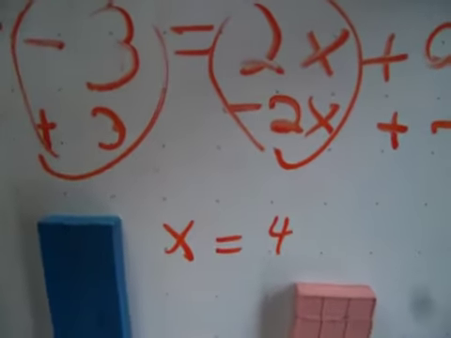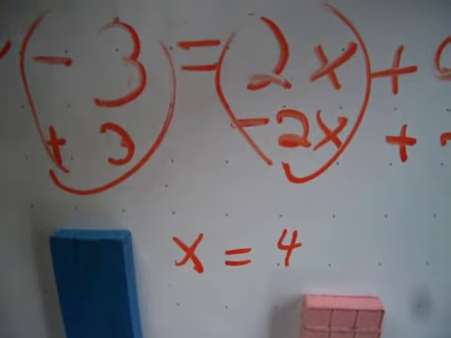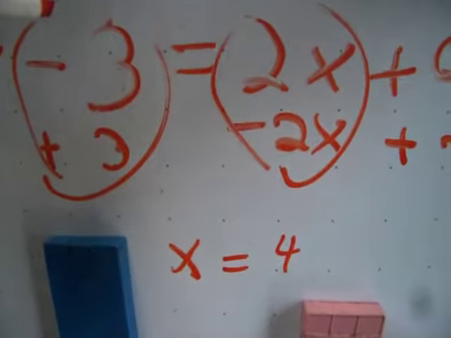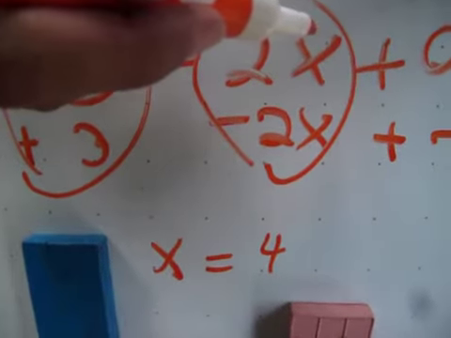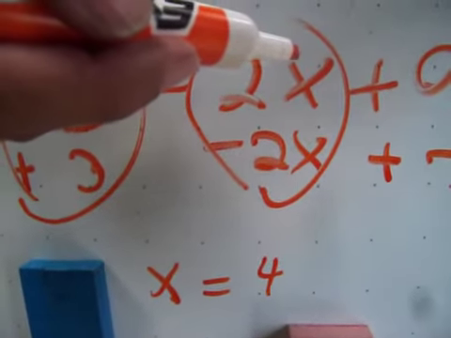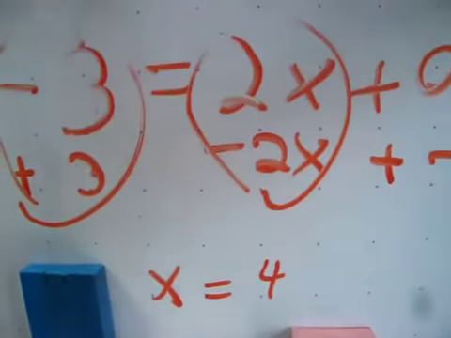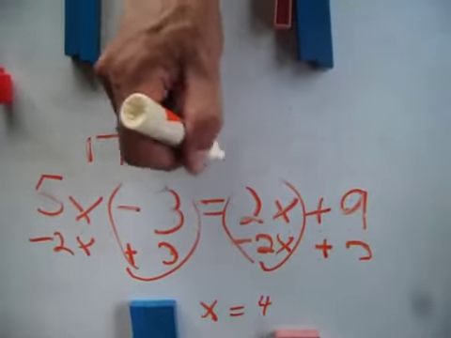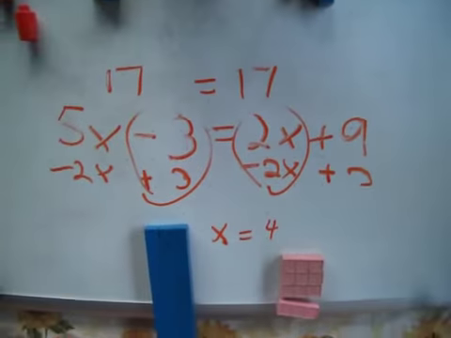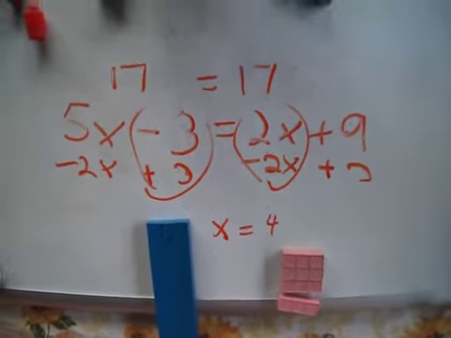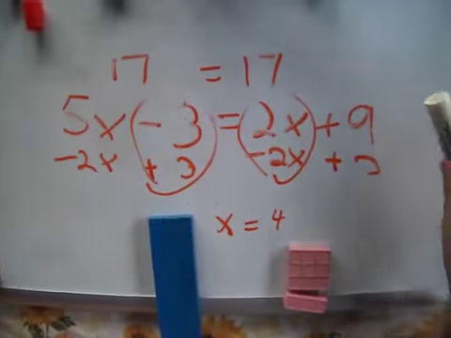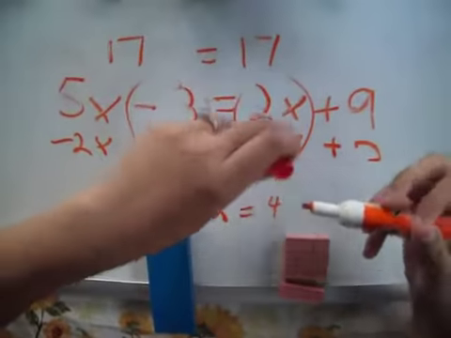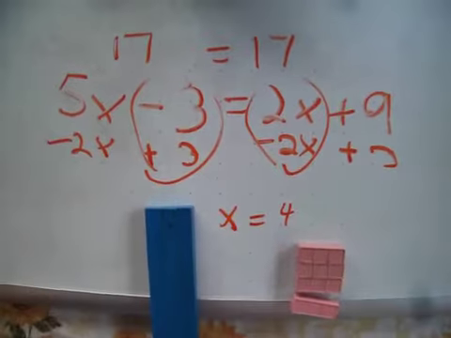Right? And if x equals 4, what does it say? That says 5 times 4 is 20 minus 3 is 17. 2 times 4 is 8 plus 9 is 17. 17 equals 17 every time. Make sense? Mm-hmm. Was that hard? No. Can you do it all by yourself? I think you could. Alright, excellent.